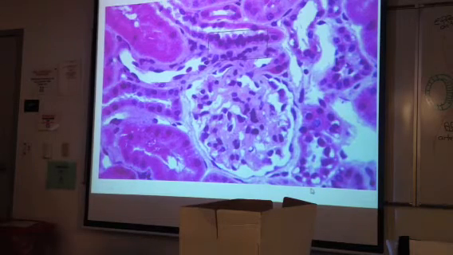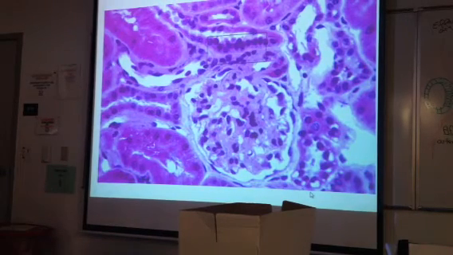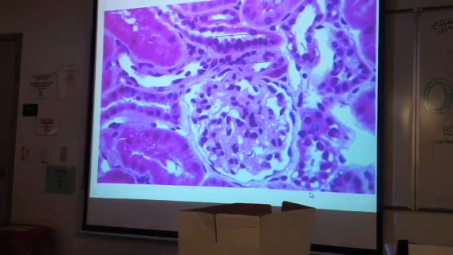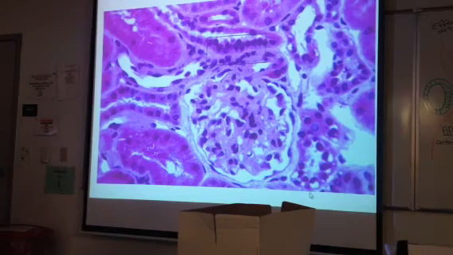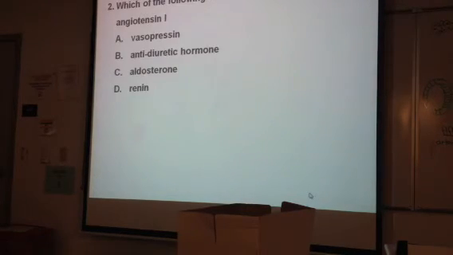So for right now, just understand that the juxtaglomerular apparatus is a group of structures between the afferent arteriole and the distal tubule that are capable of modifying the flow rate through the capsule, to adjust either up or down the amount of filtrate that's being produced. And we'll come back and talk about other forms of that.